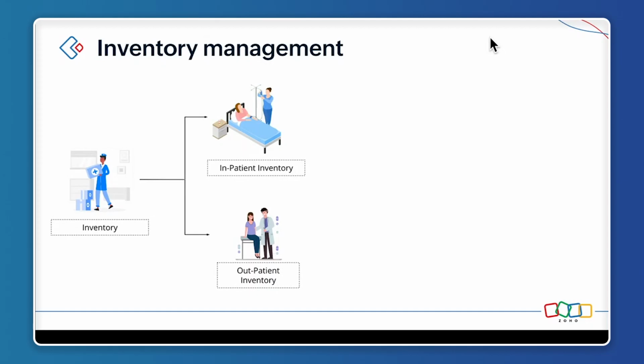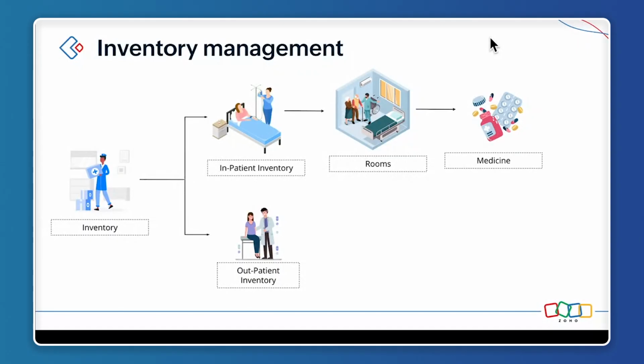When we discuss the inpatient inventory, it will start from the room booking itself, the number of rooms that are available, and also the medicines that have been provided to the inpatient, along with the medical equipment that is used during their treatment course. That is also captured under the inventory, and you will be able to keep track of it, and you will be able to restock the required equipment and the required medicines as well.